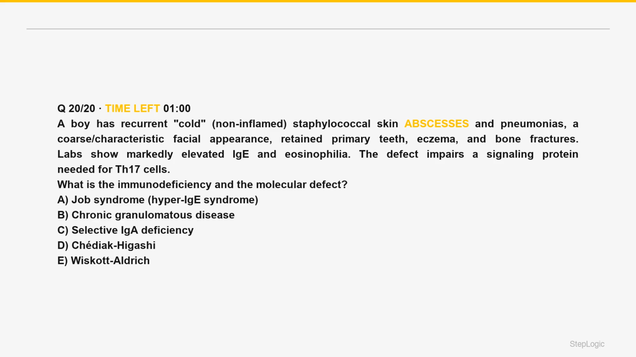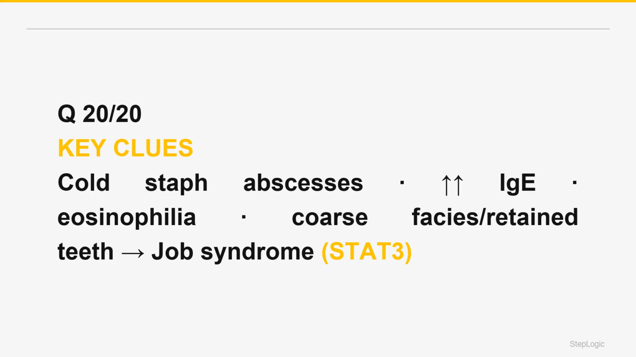What is the immunodeficiency and the molecular defect? A boy has recurrent cold, non-inflamed staphylococcal skin abscesses, sepsis, and pneumonias, a coarse characteristic facial appearance, retained primary teeth, eczema, and bone fractures. Labs show markedly elevated IgE and eosinophilia. The defect impairs a signaling protein needed for Th17 cells. Read the chain: immunodeficiency and defect. Cold staph abscesses plus high IgE plus eosinophilia plus coarse facies plus retained teeth: Job hyper IgE syndrome, STAT3, Th17.